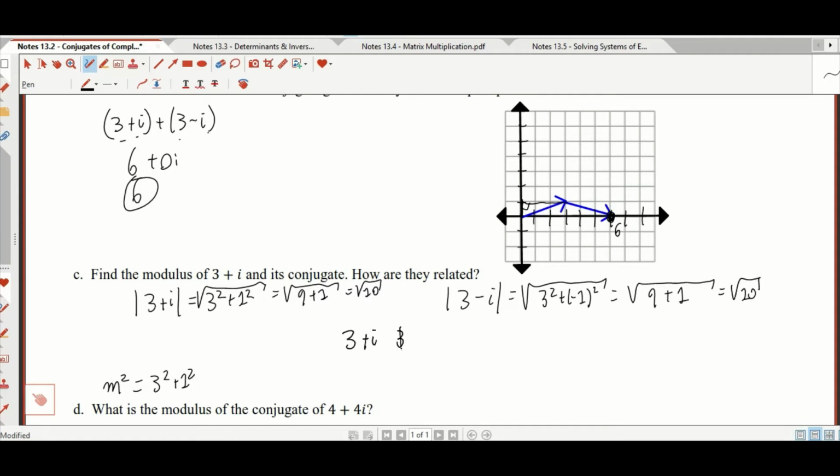Which means 3 plus i and the conjugate of 3 plus i have the same modulus. The square root of 10, which is approximately 3.162.